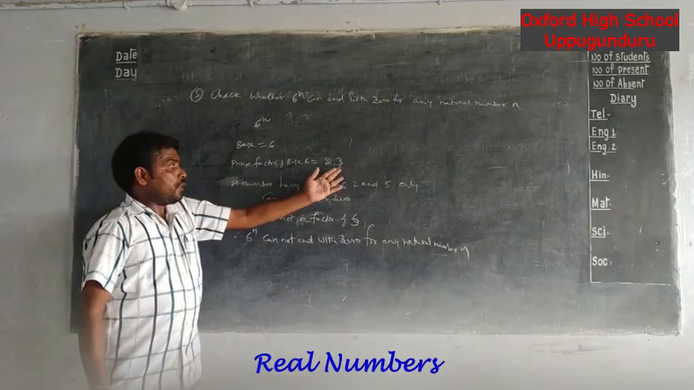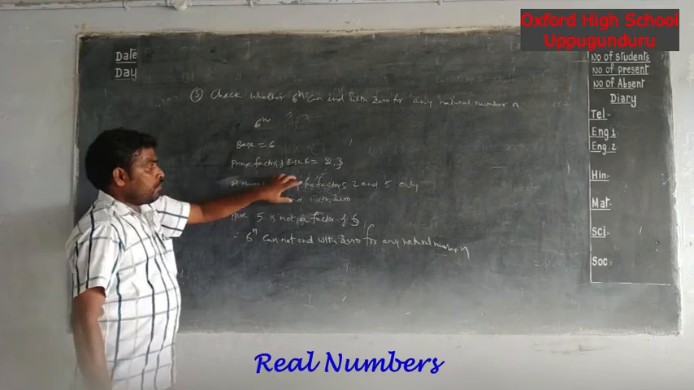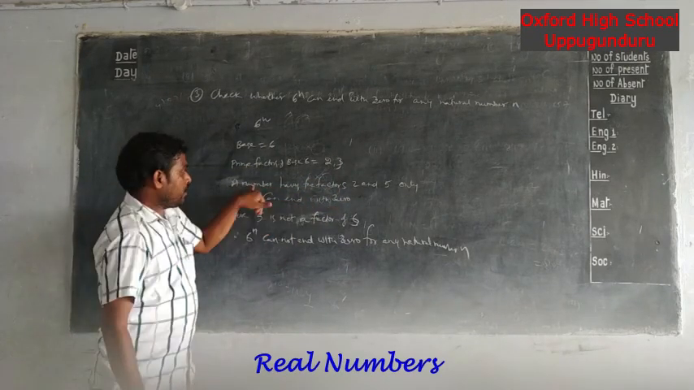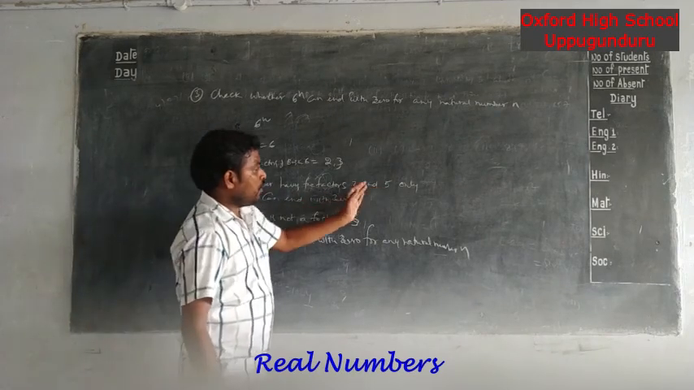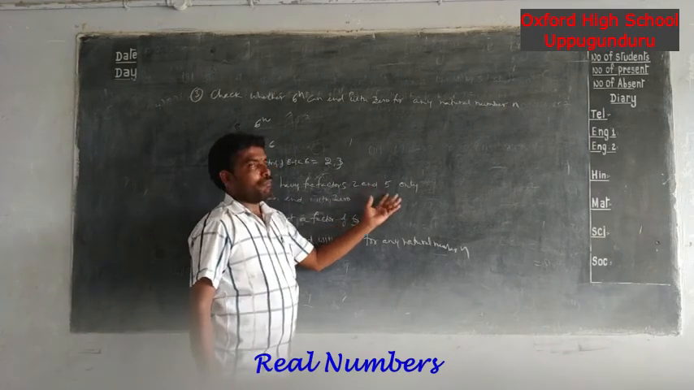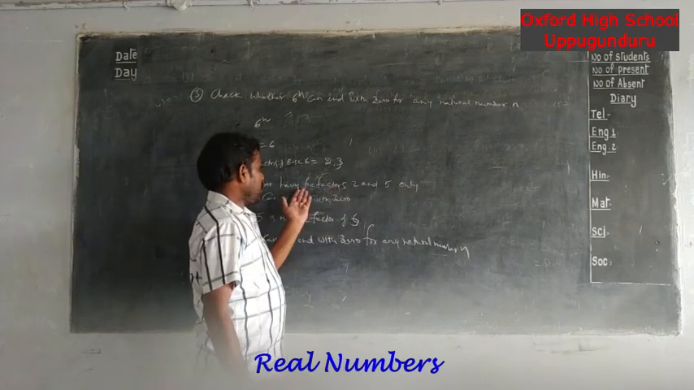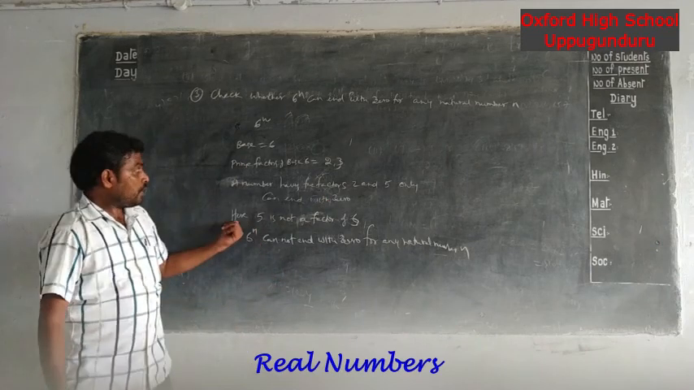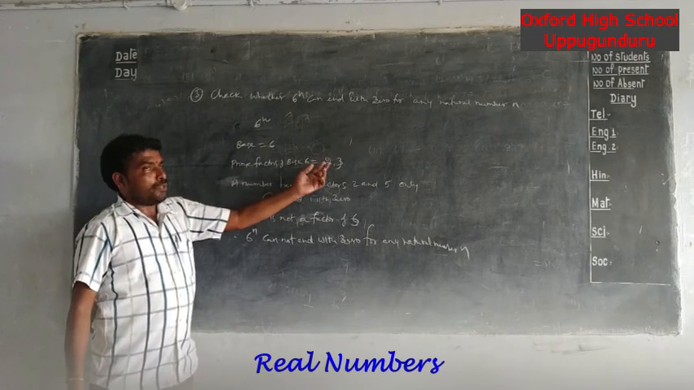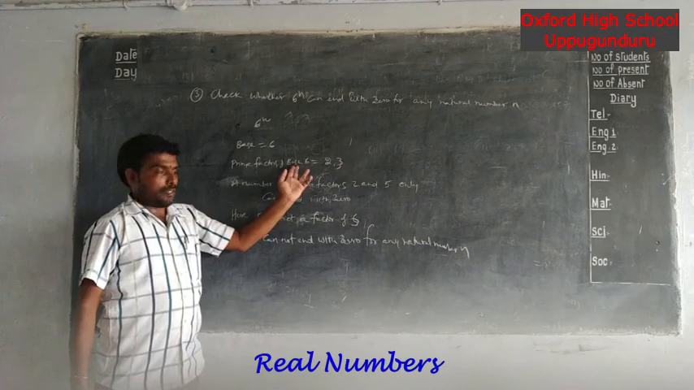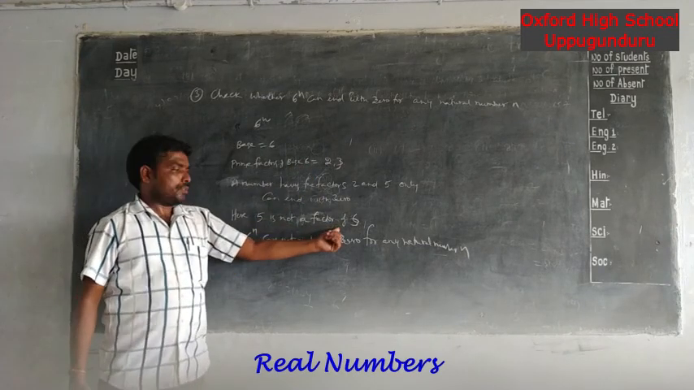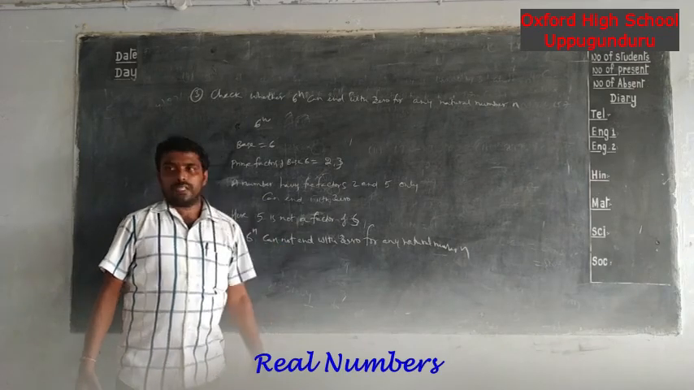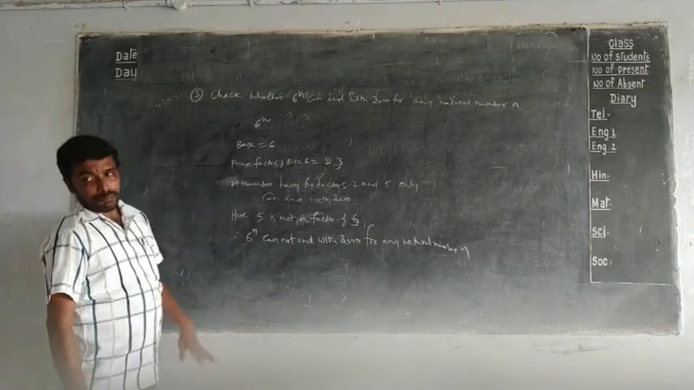So prime factors of 6 are 2 and 3. Here 5 is not a factor, so a number having the factors 2 and 5 only can end with 0. 2 and 5 are compulsory; remaining factors can be anything. Here the prime factors of base 6 are only 2 and 3. 5 is not a factor of 6. That's why 6 power n cannot end with 0 for any natural number n. So that is about the third problem.